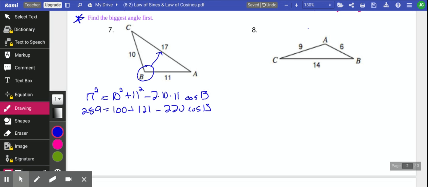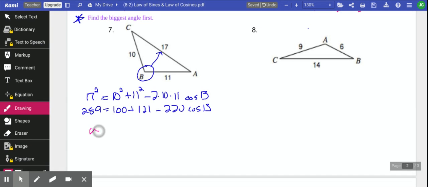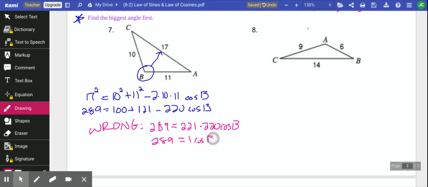Okay, I want to show you something that is wrong. So this is wrong. Do not write this down. This is a very common mistake. A lot of times we'll get people that will do this: 289 equals, and they add these two things. So they get 221 minus 220 cosine B. And then they'll say, oh, 221 minus 220, that's just 1. So they get 289 equals 1 cosine B.